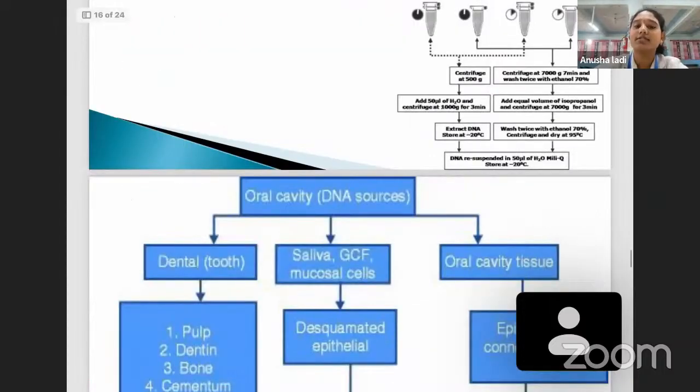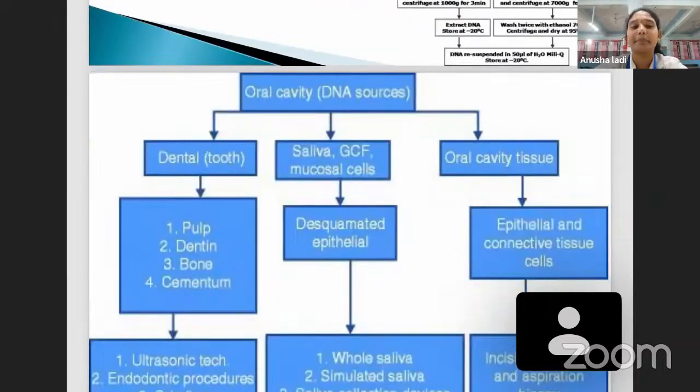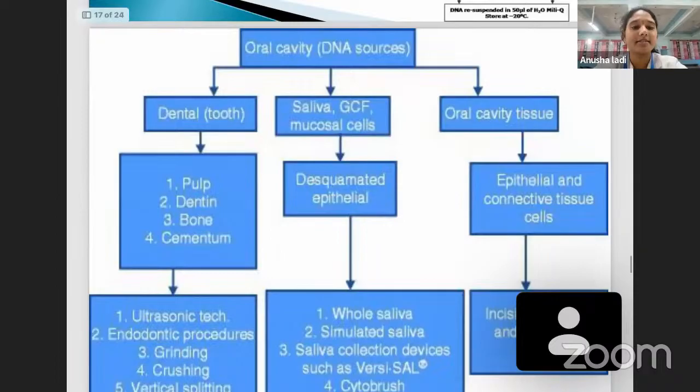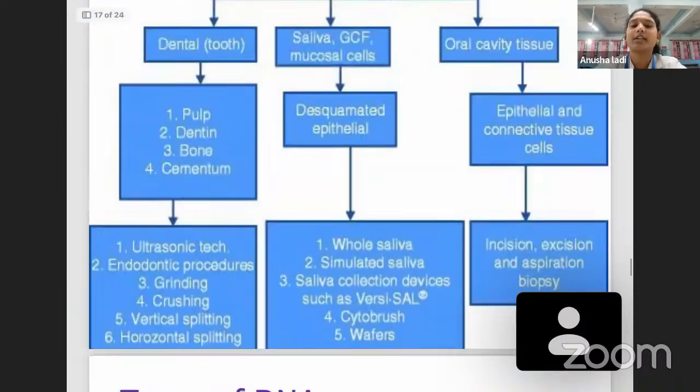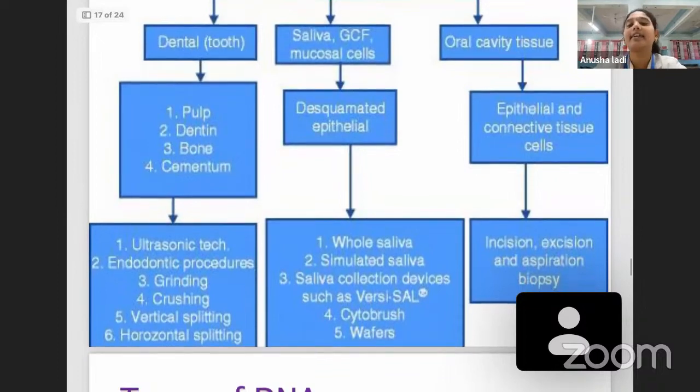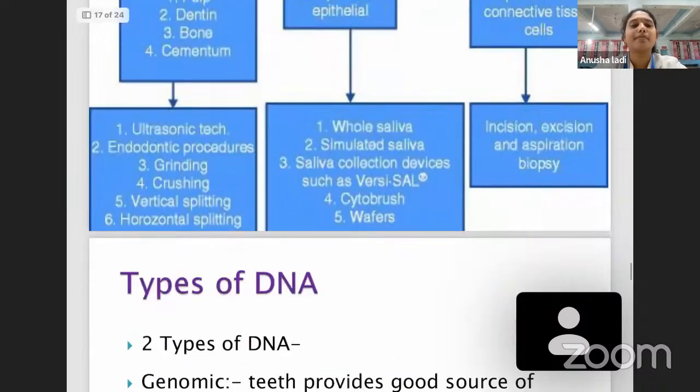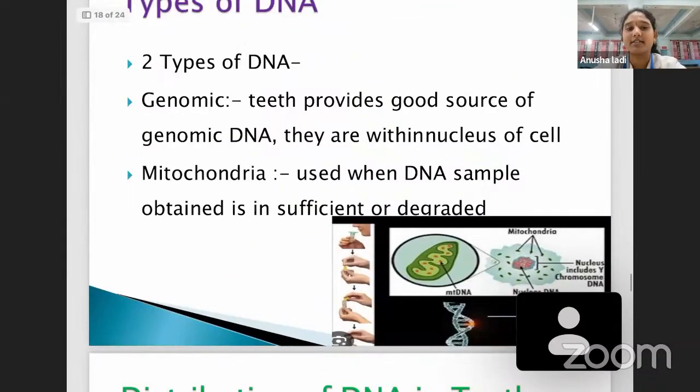Then what are the sources of DNA in the oral cavity? That may be dental, saliva, or oral tissues. Dental is from the pulp, dentin, cementum, and the bone, and saliva is from the desquamated epithelium. From the oral cavity, it may be the epithelial and connective tissue cells. Then mainly two types of DNA are present. These are genomic DNA and mitochondrial DNA.